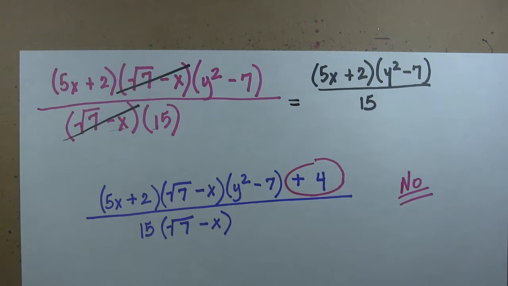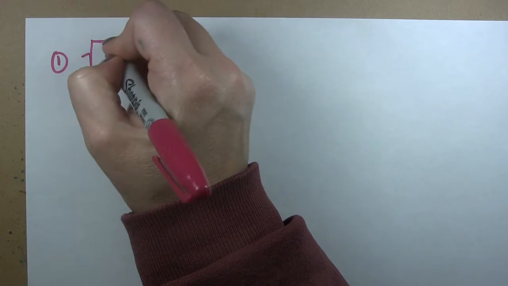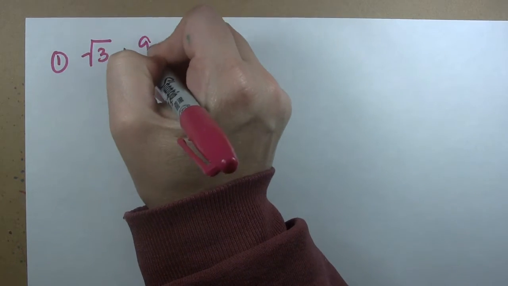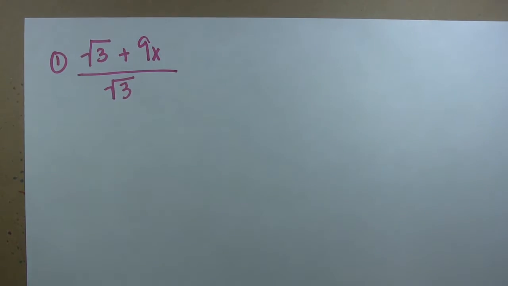Okay, so what I would like to do is give you a couple of problems, and you look at them and say whether or not you think you can cancel the terms. Let's try this. The first problem I'm going to give you is this one. We have the square root of 3 plus 9x over the square root of 3. What can that simplify down into?